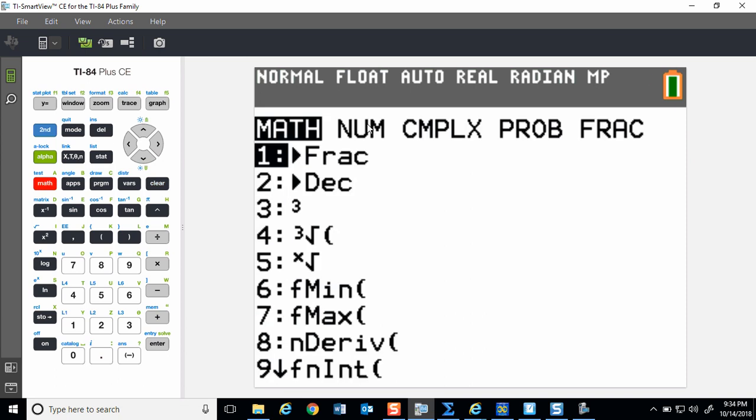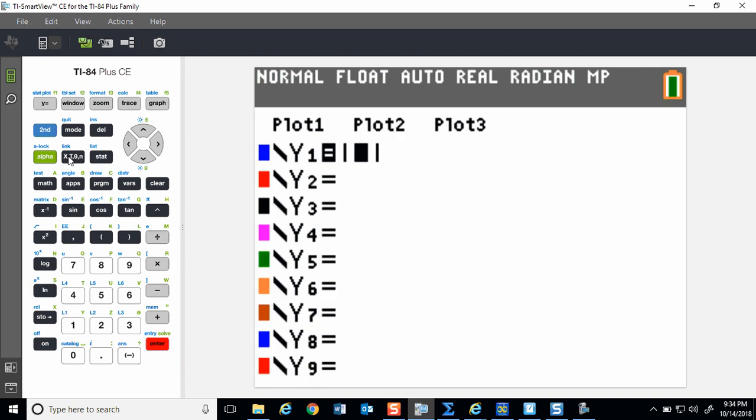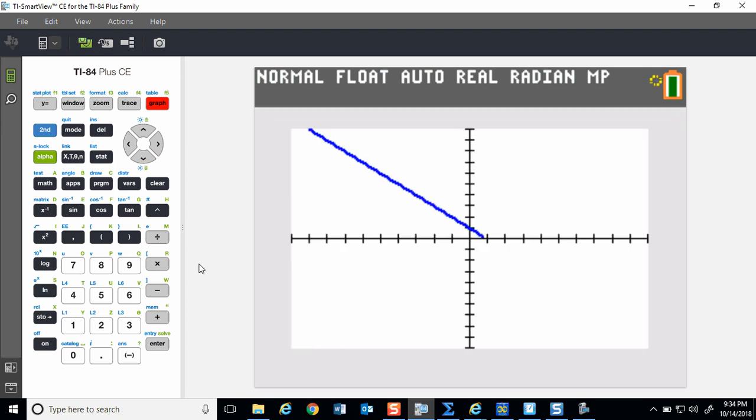And then we're going to arrow over to numbers. Arrow to the right one. That's highlighted, and that brings up our absolute value key. So we're going to hit enter, and then we're just going to type in x minus 1. And we're going to graph it. Okay, absolute value has a V graph.